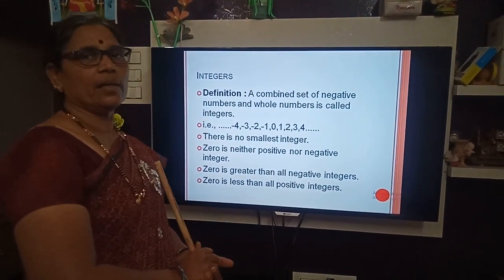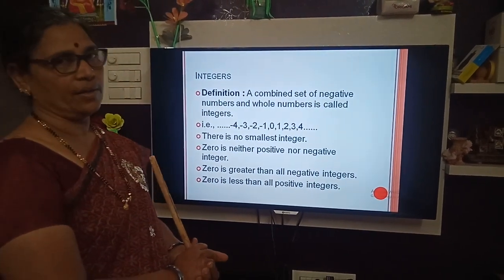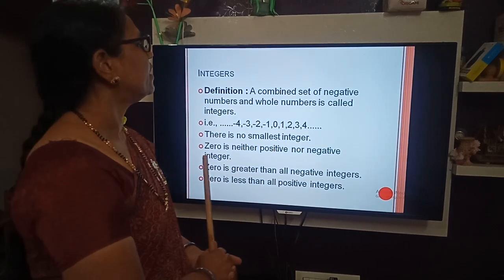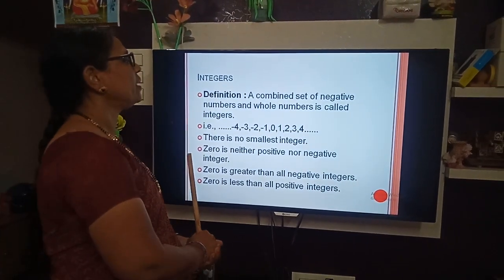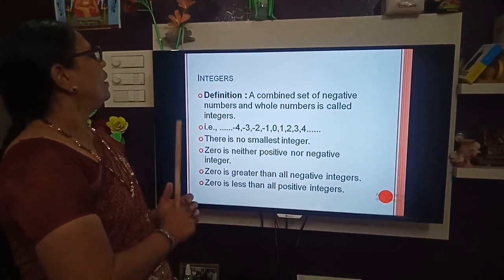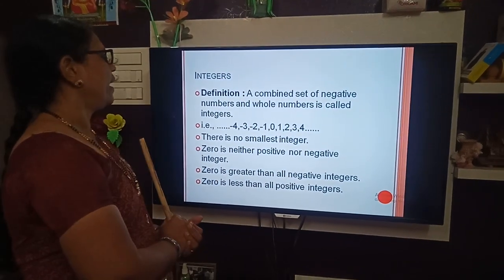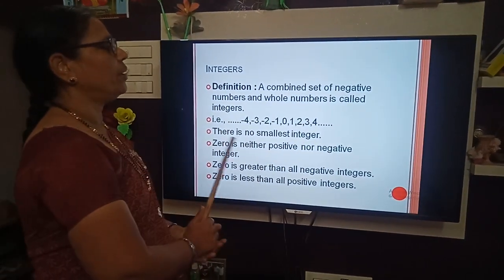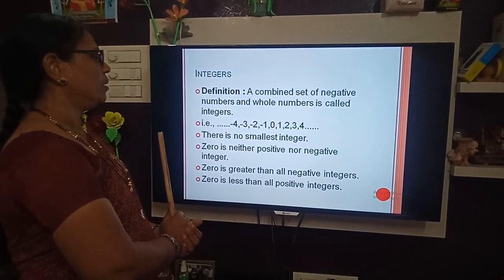First of all, we just discuss the definition of integers. I think it is a continued lesson. In 6th standard also you have learnt about it. Anyhow, we'll recall the definition. Integers are nothing but a combined set of negative numbers and whole numbers. It's a set of negative numbers and whole numbers.